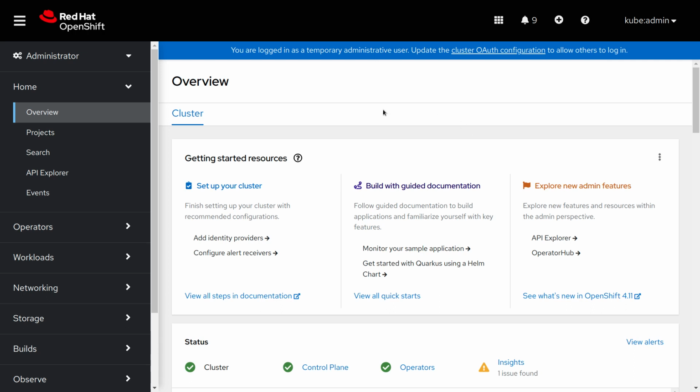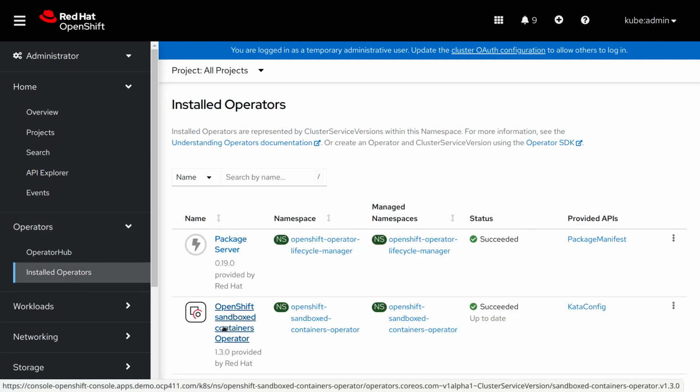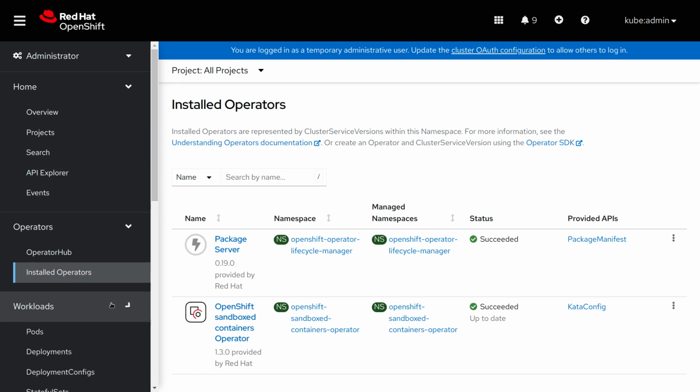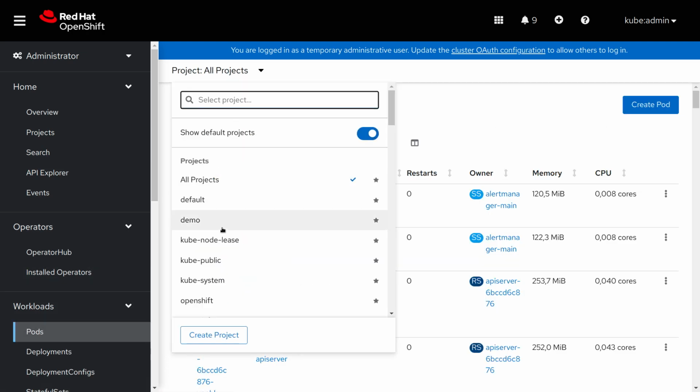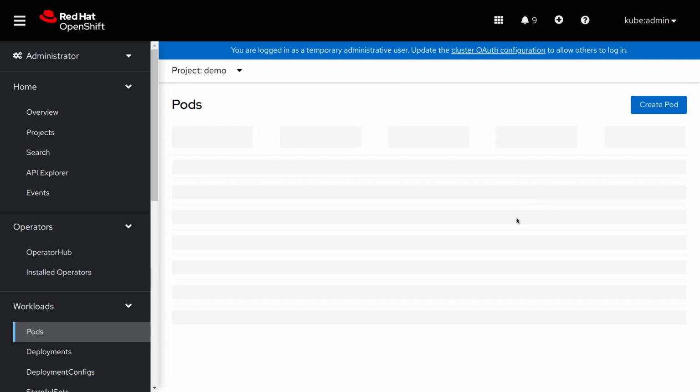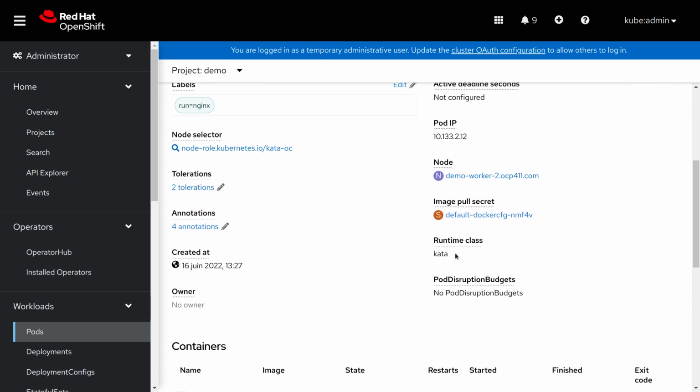The environment I am using for this demo is an OpenShift cluster with the Sandbox Container operator already installed. I also have a pod running under the demo project, and you can see that this pod is using the runtime class Kata. So this means this container is running with the Sandbox Container runtime and is actually executed inside a virtual machine.